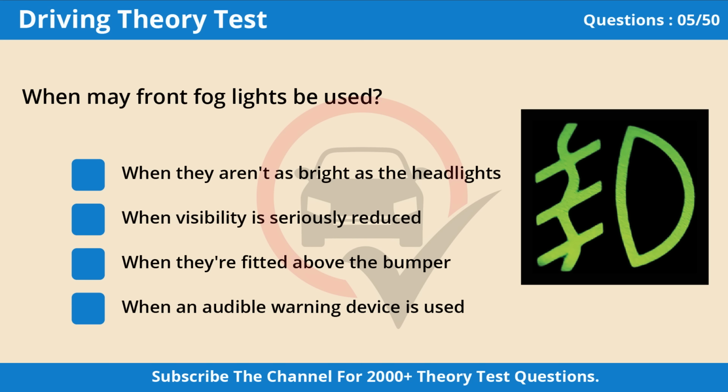Question 5. When may front fog lights be used? A. When they aren't as bright as the headlights. B. When visibility is seriously reduced. C. When they're fitted above the bumper. D. When an audible warning device is used. The answer is B. When visibility is seriously reduced.